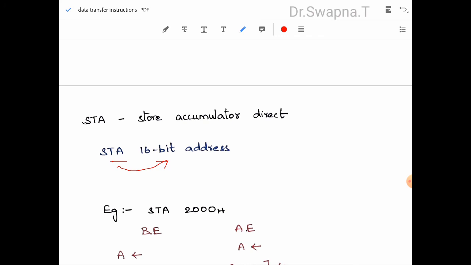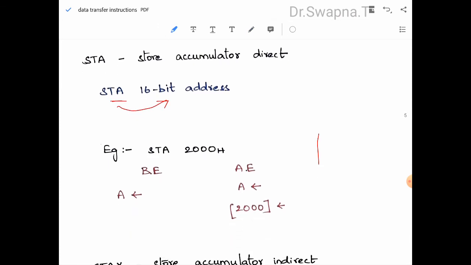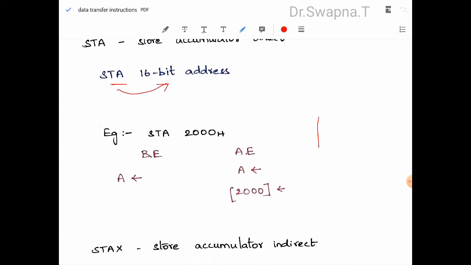So for example, STA 2000. So before execution and after execution. Before execution, assume that the accumulator has some 20H in it. So what does the instruction do? It copies the content of the accumulator into the memory location address which is given in the instruction, which is 2000. So A will have the same 20H, but your memory location 2000 will be copied with the content of the accumulator, nothing but 20H.